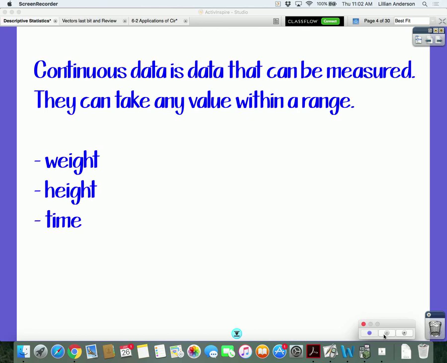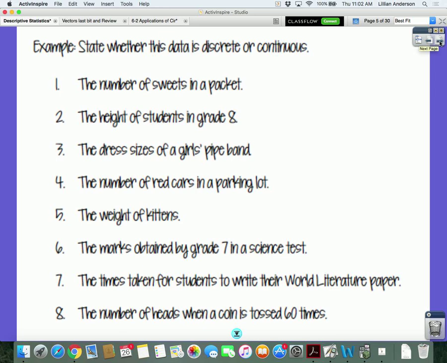So let's practice this. You guys have a list of 8 items. You need to determine whether they are discrete or continuous. You are doing this independently. What do you think it is? Do you think it's discrete? Do you think it's continuous? So I'll give you about 3 minutes to determine, and then we'll go over each one.